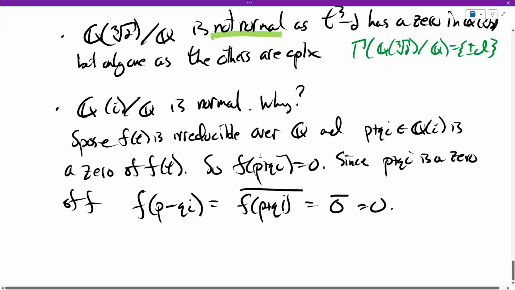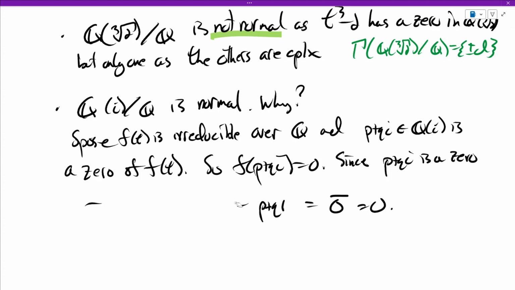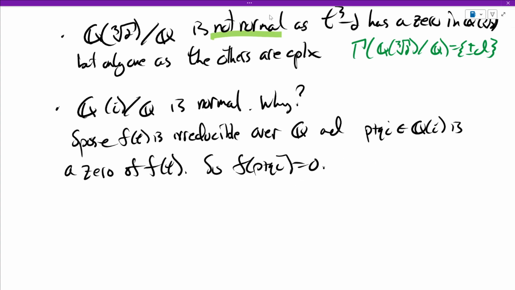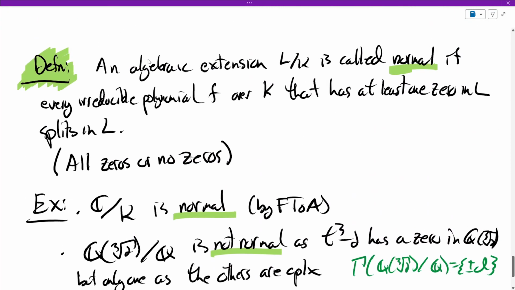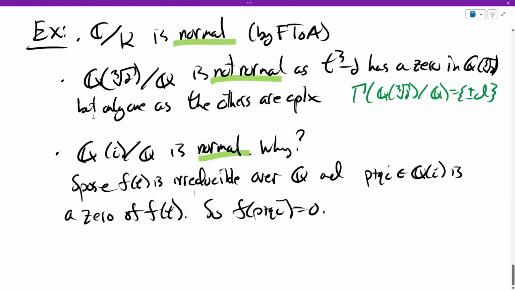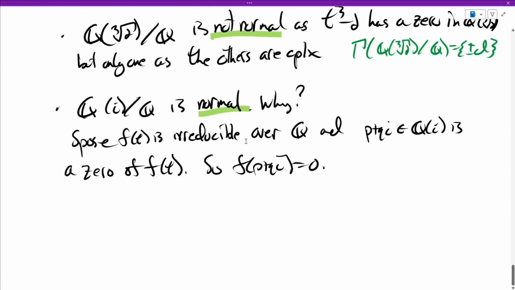All right, so let me actually get rid of this real quick. Now, I claim here that Q adjoin i over Q is a normal extension. And the question is why? Why is this normal? Well, what do we need to do to show that something is normal? Let's look at the definition one more time. It says, suppose you have an irreducible polynomial over the base field that has at least one zero in L. Then we need to show it splits in L. So let's do that. Let's take an irreducible polynomial f over Q with a zero in Q adjoin i. So we have some p plus qi here that's a zero of f.